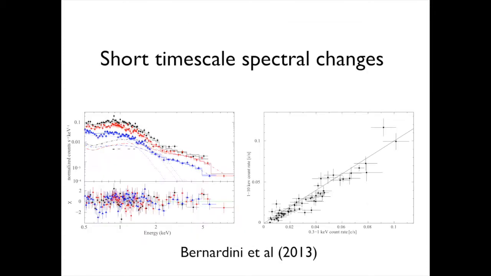Again, one can look at the spectral variability. This is the soft X-ray flux versus hard X-ray flux. And it shows you that these things are linearly correlated. In other words, there aren't significant changes in spectral shape as this thing varies, right? So again, this thermal component and this power law component are tied together as this thing varies up and down.